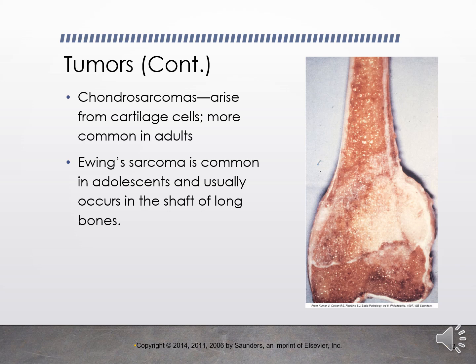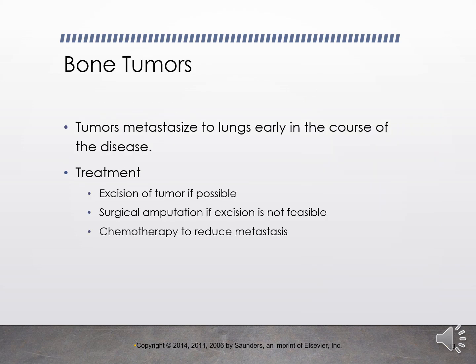Chondrosarcomas arise from cartilage cells, more common in adults, and Ewing sarcoma is common in adolescents and usually happens in the shaft of long bones. So make sure that you're able to differentiate between those different bone cancers. Bone tumors metastasize or spread to the lungs very early. We treat them by excising or removing them if possible. If it isn't possible, we can amputate the limb that it's in, and then we'll use chemo to reduce the mets.